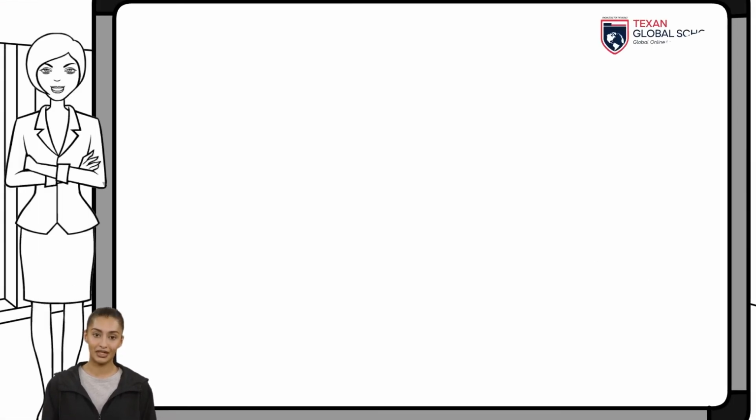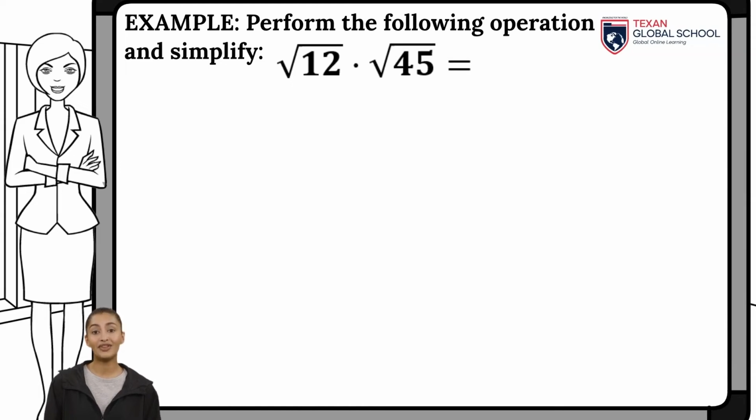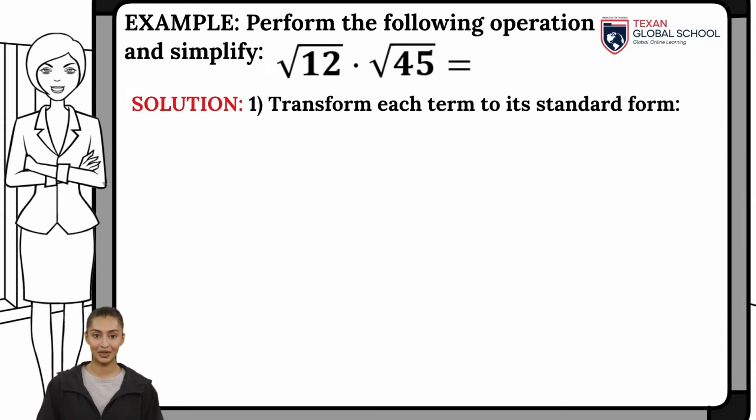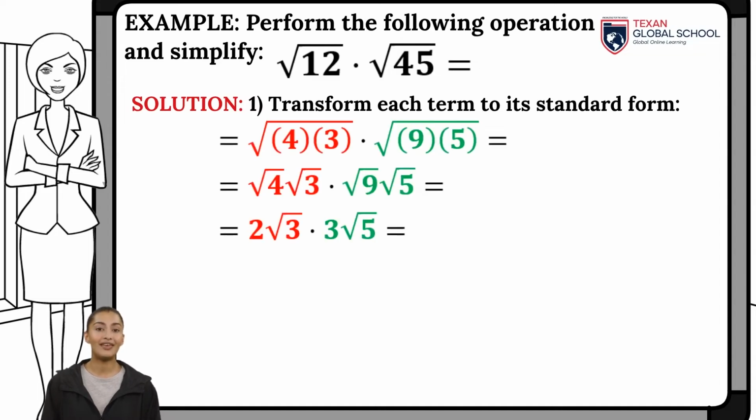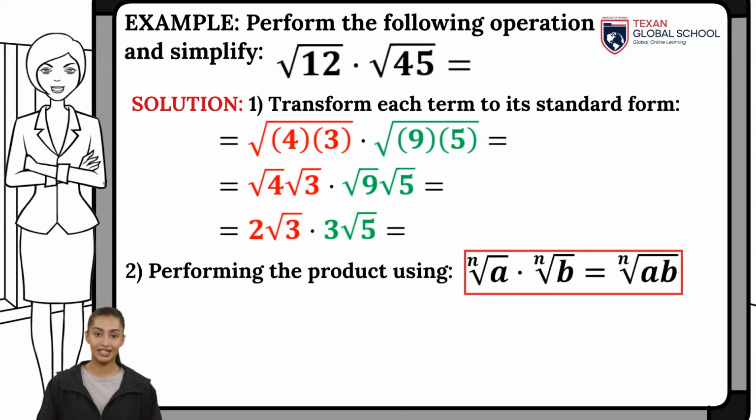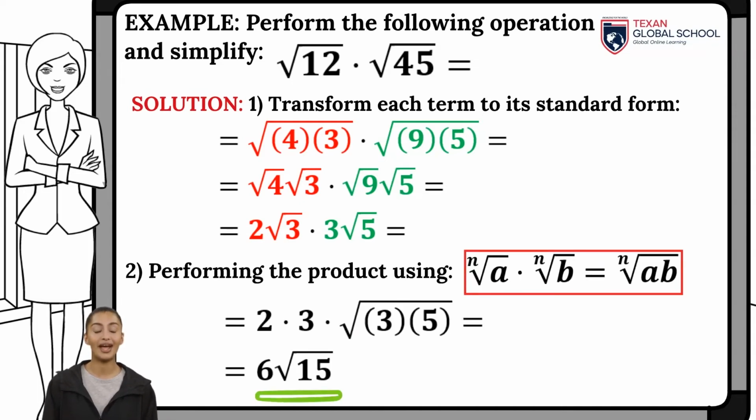In this example, we will multiply the square root of 12 by the square root of 45. To make the process easier, it is suggested to convert each factor to the standard form. The square root of 12 is 2 times the square root of 3, and the square root of 45 is 3 times the square root of 5. We then perform the product of 2 times 3, and since both radicals have the same index, we can multiply radicals, resulting 6 times the square root of 15.